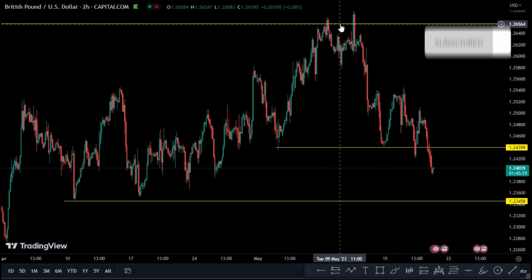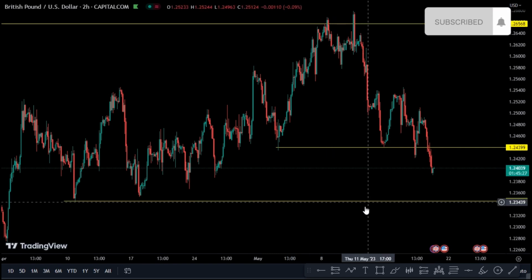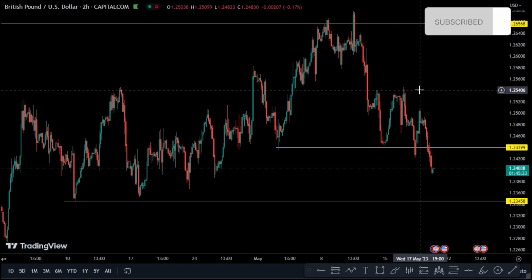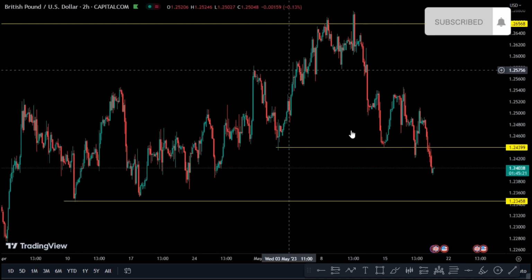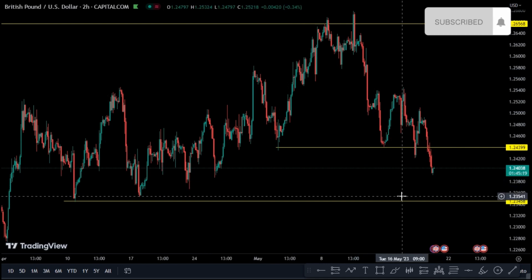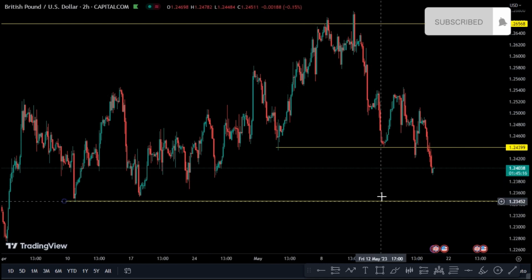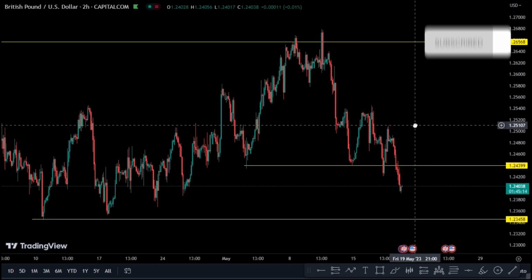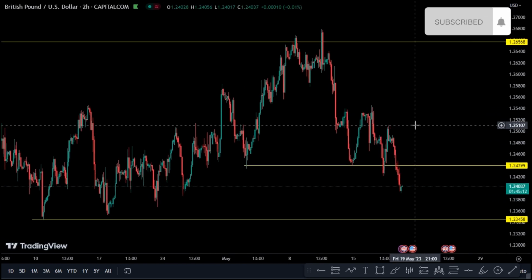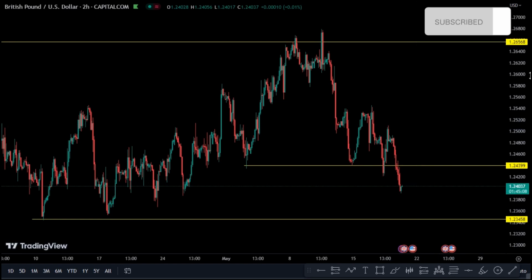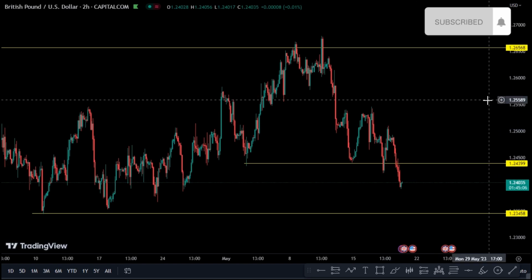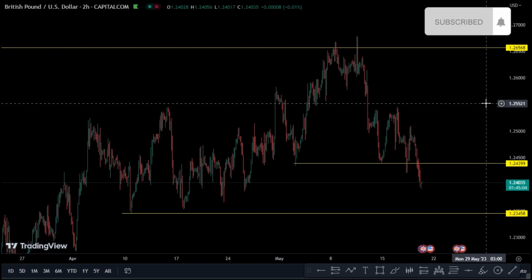Whenever DXY hits a resistance, Euro USD will be hitting a support. Whenever DXY is pushing to the upside, Euro USD will be pushing to the downside. Very, very heavily correlated. You can go and backtest the strategy yourself and then come back and comment on the video. Let me know how it went for you on that side.